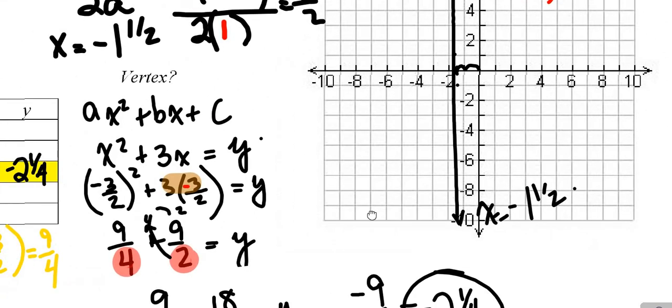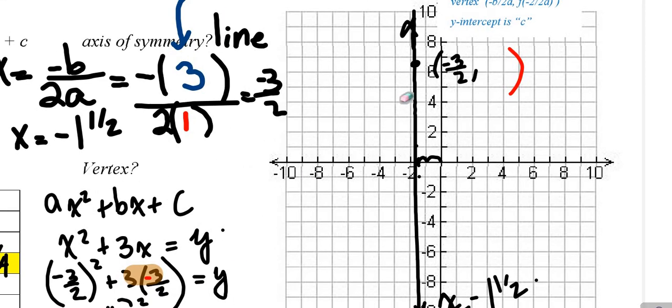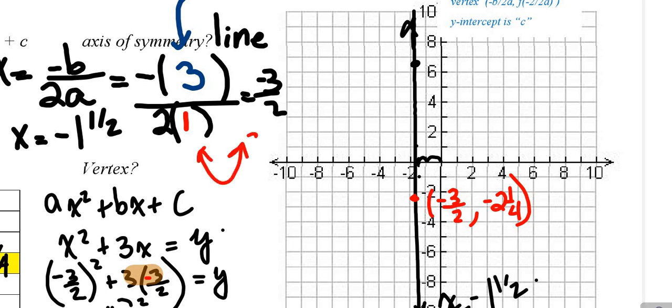So our correct vertex is going to be negative 3/2, which we already have, and down 2 1/4. Should be approximately right there. So negative 3 over 2 and negative 2 1/4. Now that's my vertex. Now, how do I get the arms, is where you ask, and that's where we're going to use what's called X-box factoring.